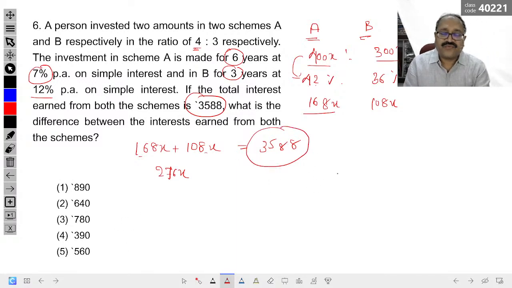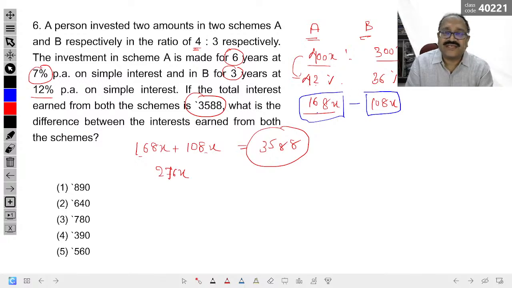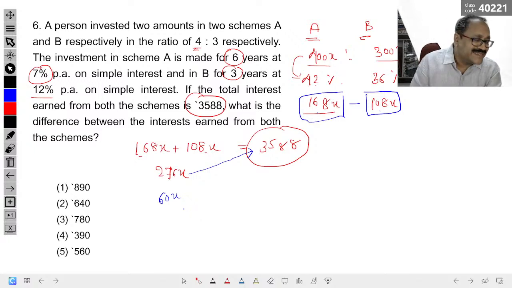And you are asked to find the difference between the interests. This is the interest from A and this is the interest from B. The difference is 60x. So your requirement is 60x. You know 276x is this much.